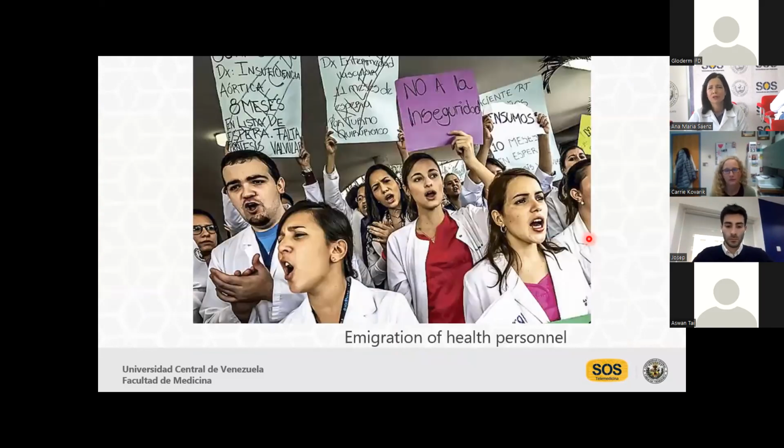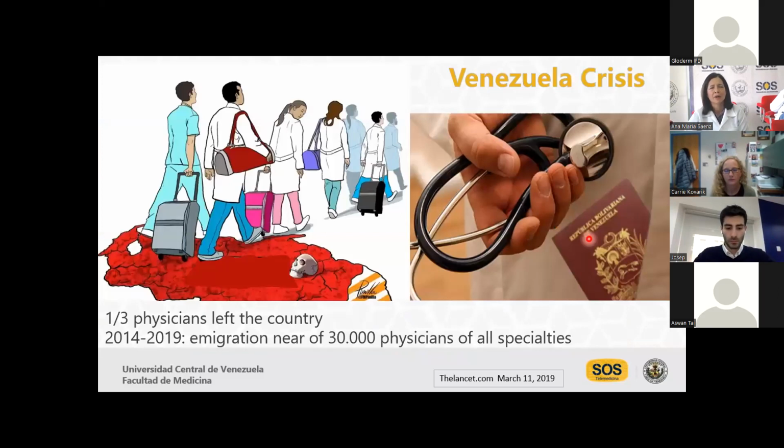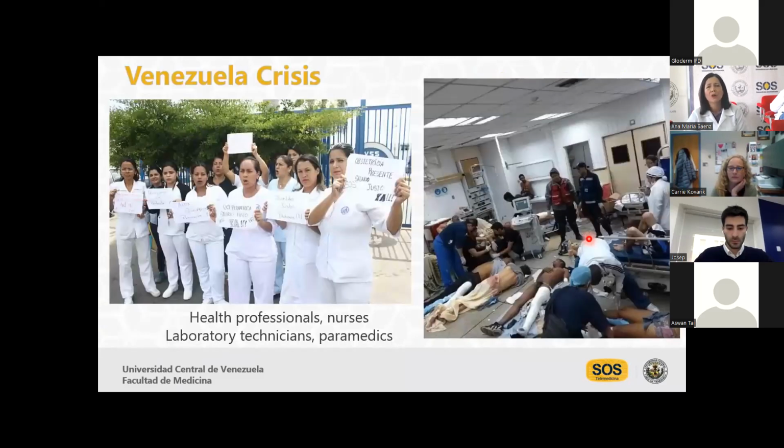So all the doctors started to emigrate, and around 1/3 of all physicians left the country. It's calculated that from 2014 to 2019, the emigration was near 30,000 physicians of all specialties who left Venezuela. So not only doctors, but also health professionals like nurses, laboratory technicians, paramedics. It was a very, very bad situation in our public hospitals, which are the major system that attends the population of Venezuela.